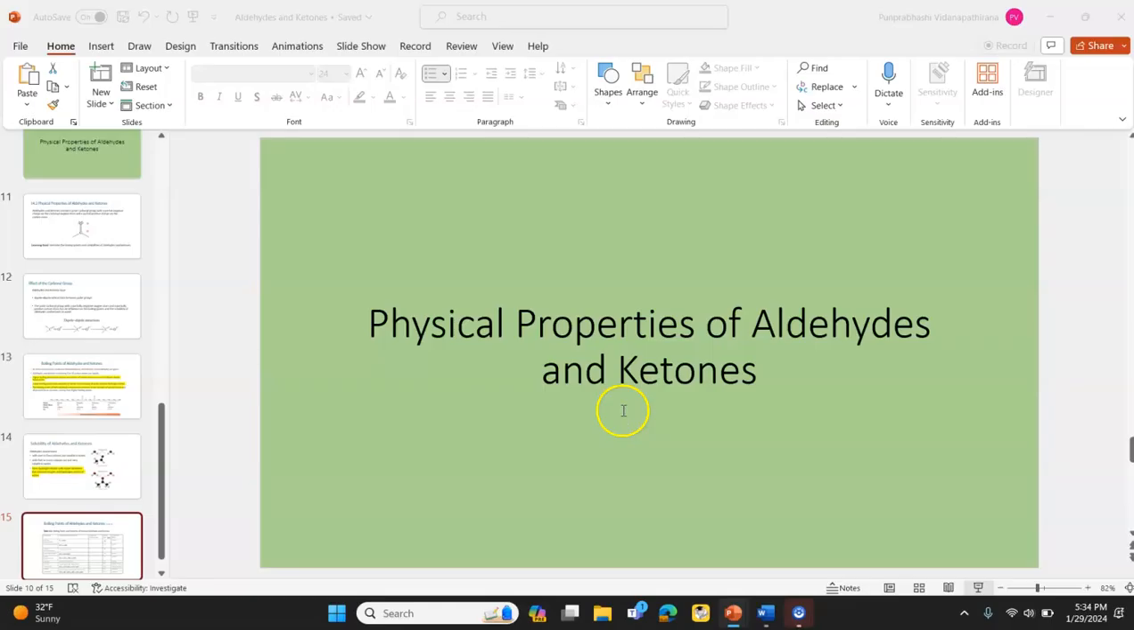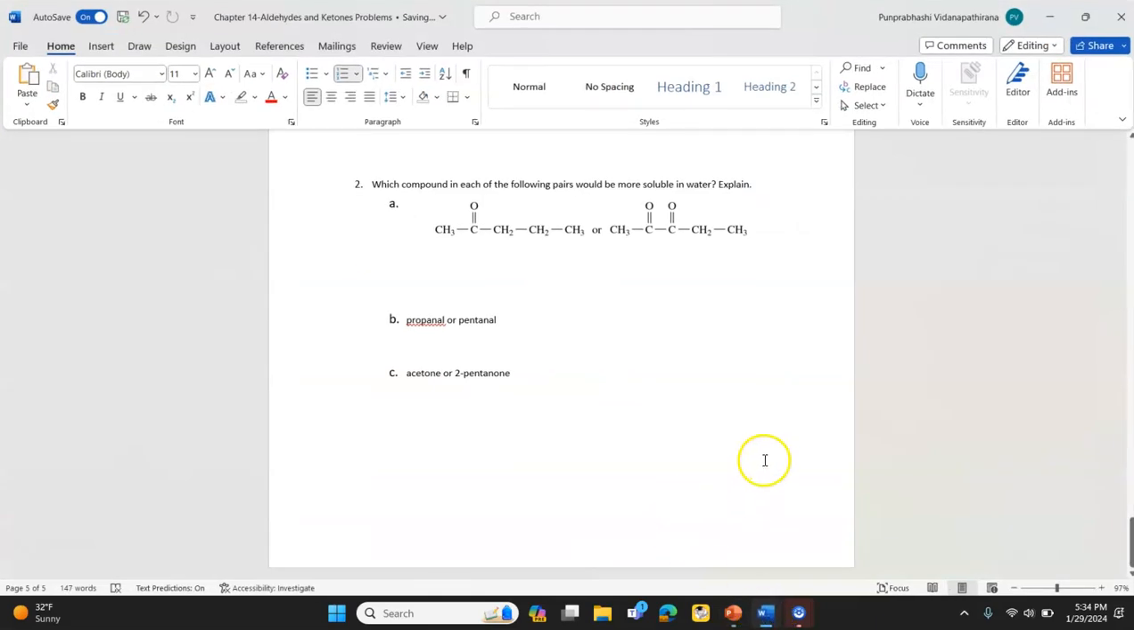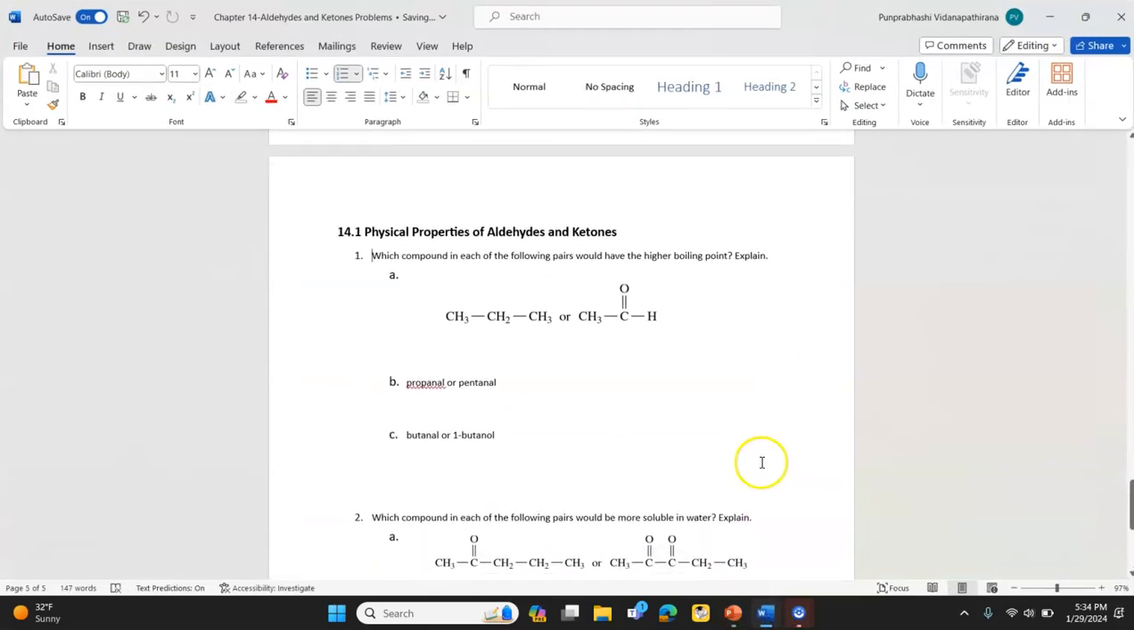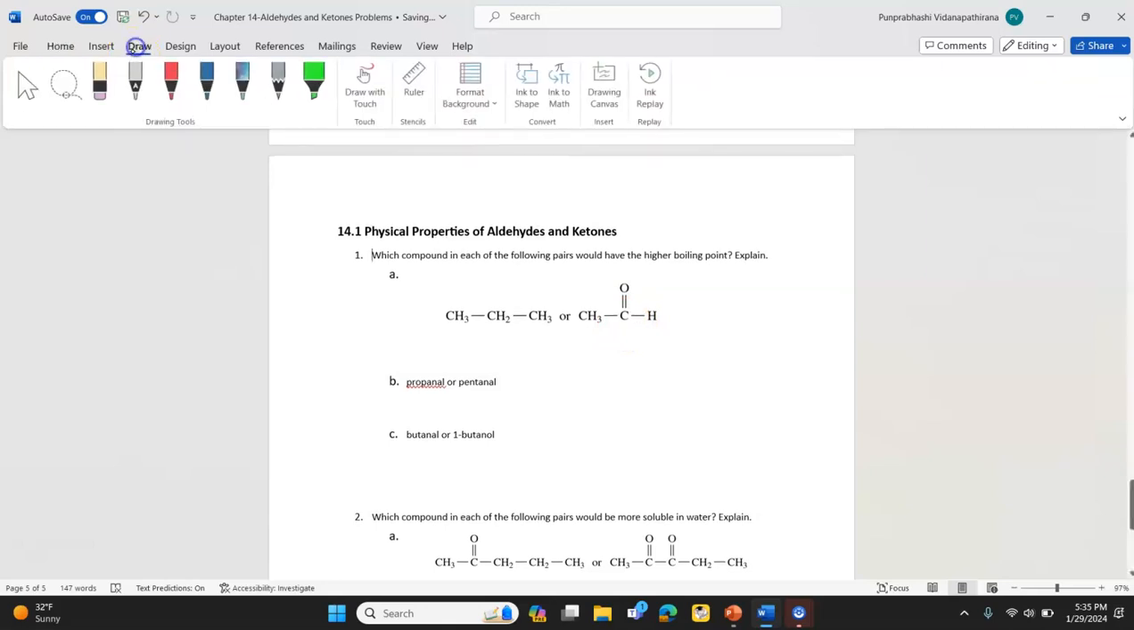Okay, now let's check some example questions. The first question is, which compound in each of the following pairs would have the higher boiling point? Now we have two structures in part A. One is an alkane, and the other one is an aldehyde.